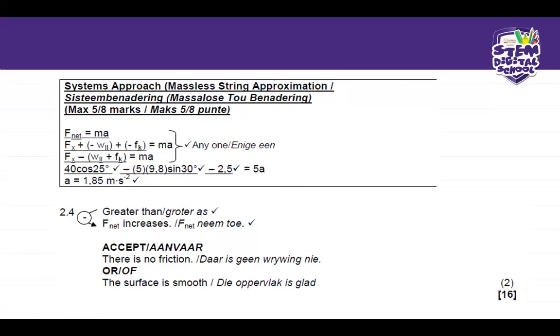So you see how long the net force is. You always need to make sure that you have all the forces that are acting on an object. Okay, you must have all the forces acting on an object. So our acceleration will be equal to 1.85 meters per second squared.